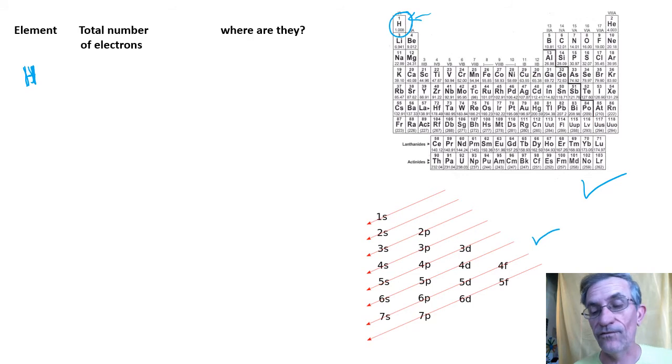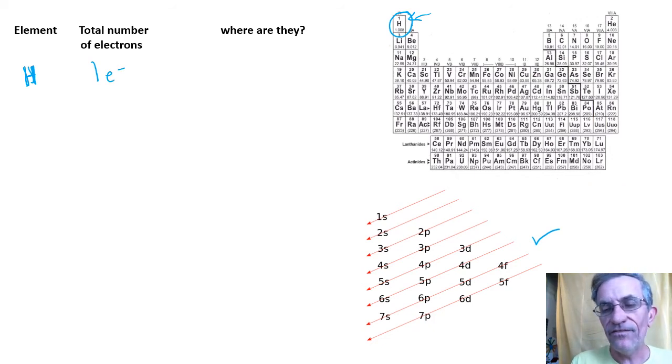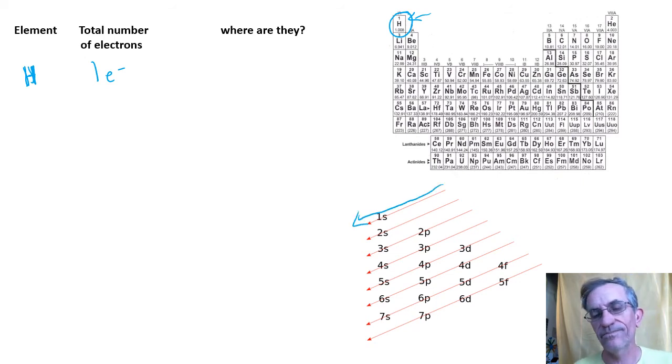But for right now, we're focused on the electrons. It also has 1 electron. So there's 1 electron in hydrogen. All right, so I want to figure out where that 1 electron is. Let me remind you, we're going to use this diagram. We're always going to start with this level. We'll fill up the 1s level first.